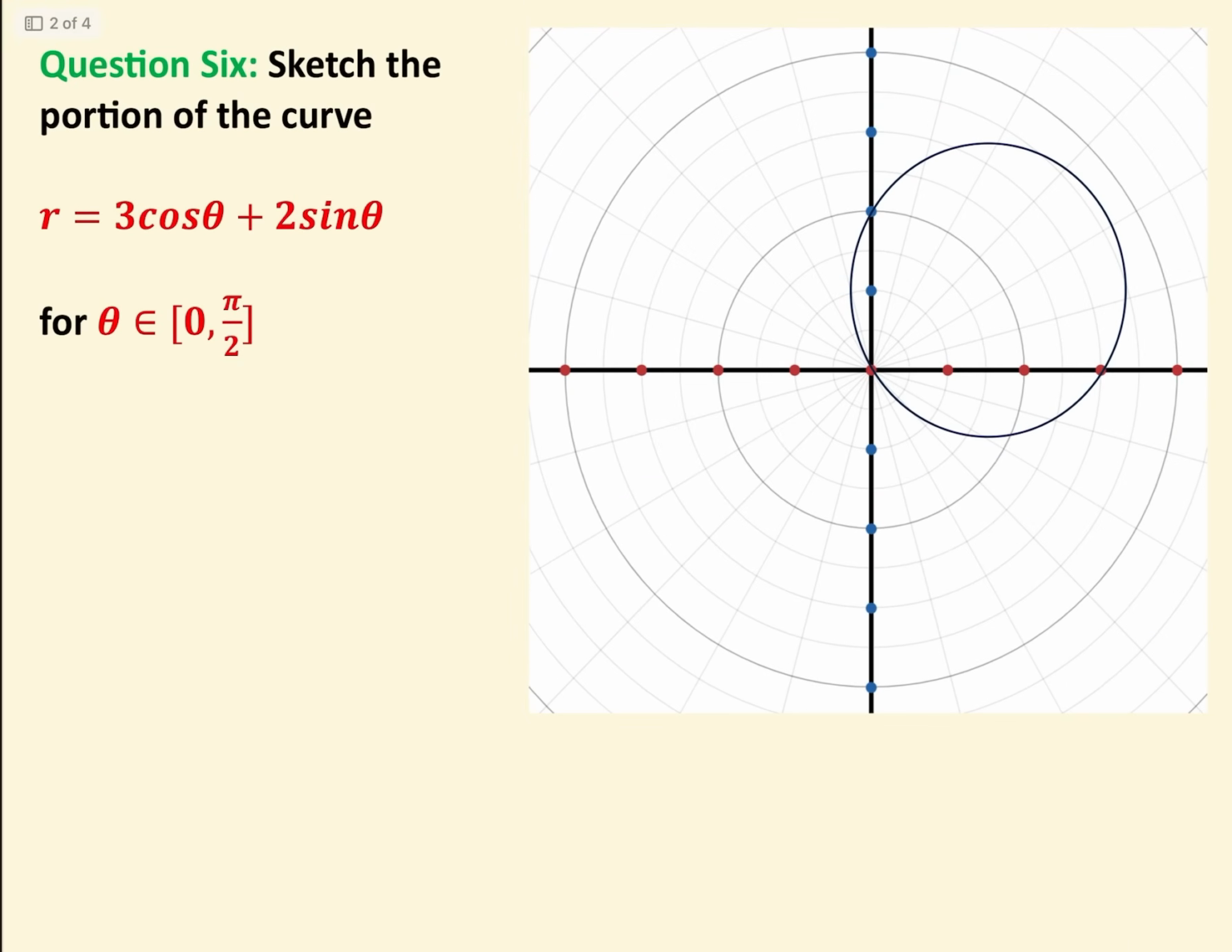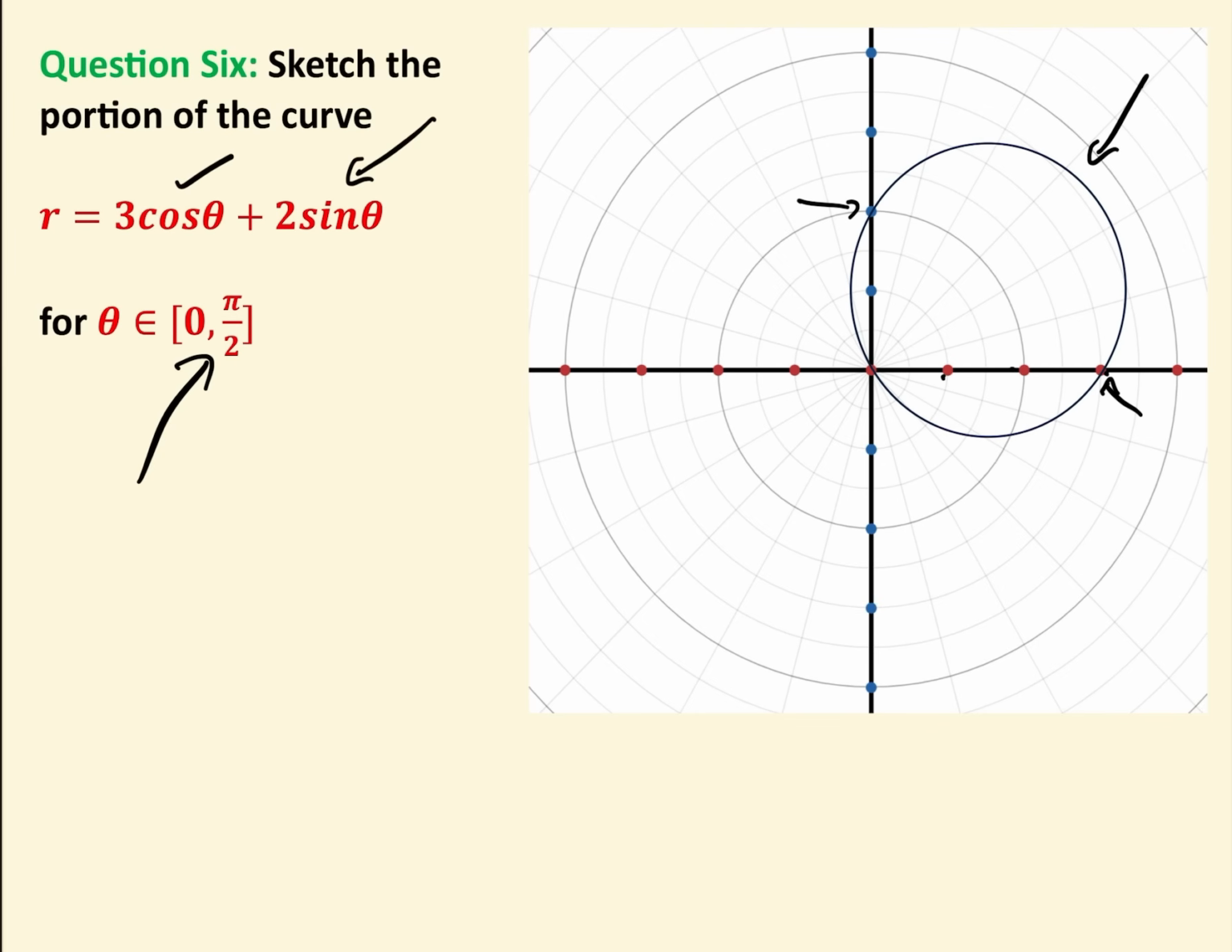Question number 6, again with domains. This one a little bit harder again. We've got this circle here which is not symmetrical about the x or the y. Let's just check if it's right. This here, we've got 1, 2, 3 on the x and we've got 1, 2 on the y. So that is the correct formula, but we only want it for theta going from 0 to pi over 2.